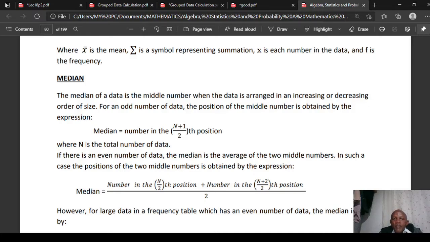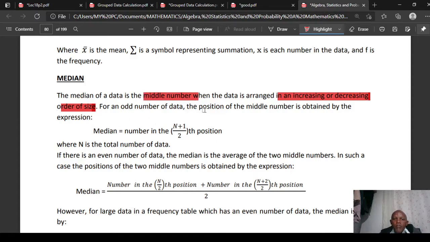What is median? The median of a data set is the middle number when the data has been arranged in an increasing or in a decreasing order. So if the data is arranged in a systematic order, increasingly or decreasingly, then the middle number or the middle observation is what we refer to as the median.